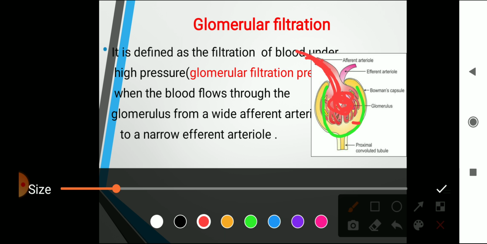certain specialized cells called podocytes. Podocytes. And these podocytes are arranged in an intricate manner so that they form small pores or slits. So small pores or slits are found in the Bowman's capsule. So the filtration takes place from the capillaries, the blood gets filtered and it comes and gets collected in the lumen of the Bowman's capsule.